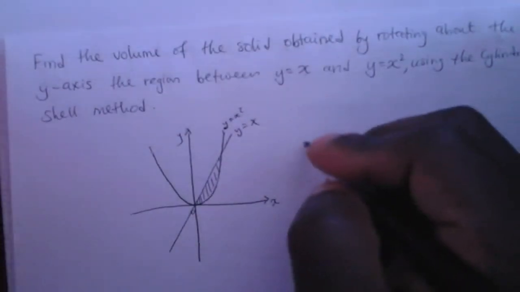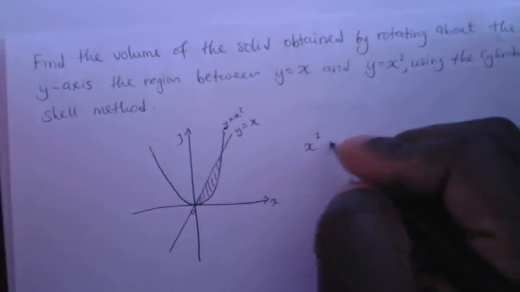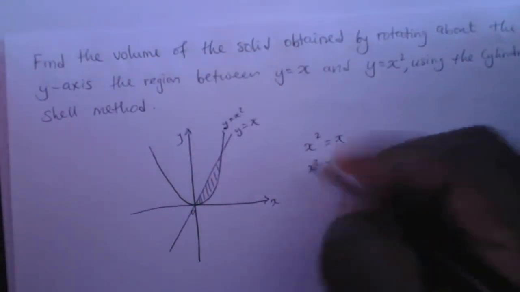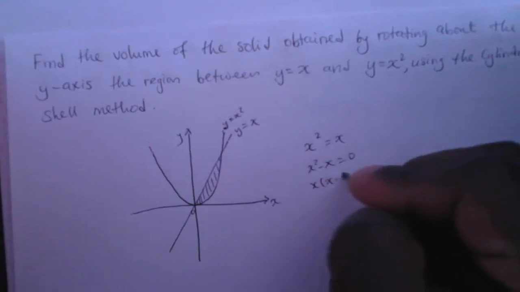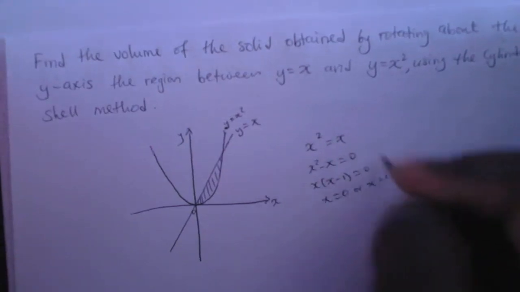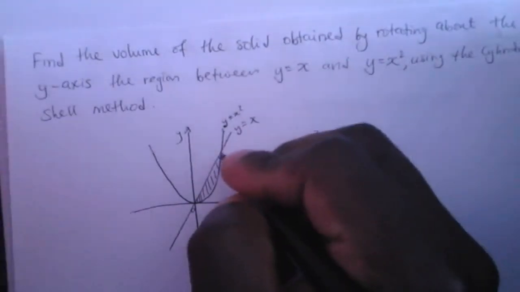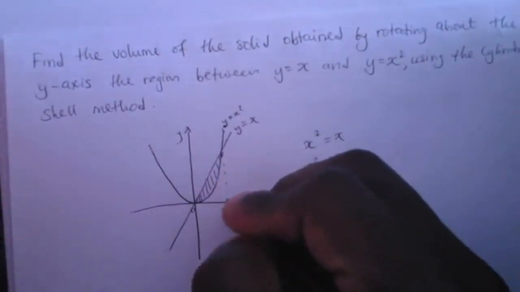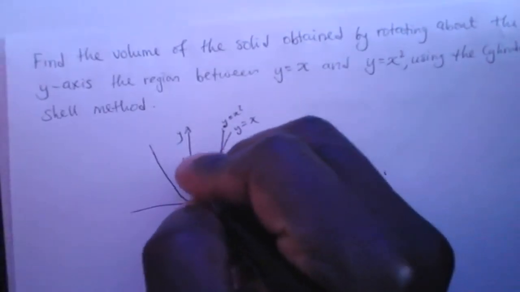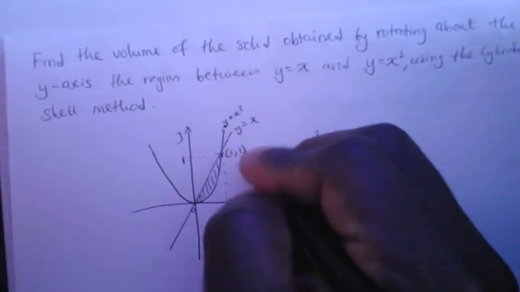Again, to get the point of intersection, you equate both graphs. x squared equals x, and if you solve for x, you see that x is 0 or x is 1. Alright, so this point here we know is going to be 1, so x is 1, and if you substitute, you just get y is 1. Alright, so that point is (1, 1).